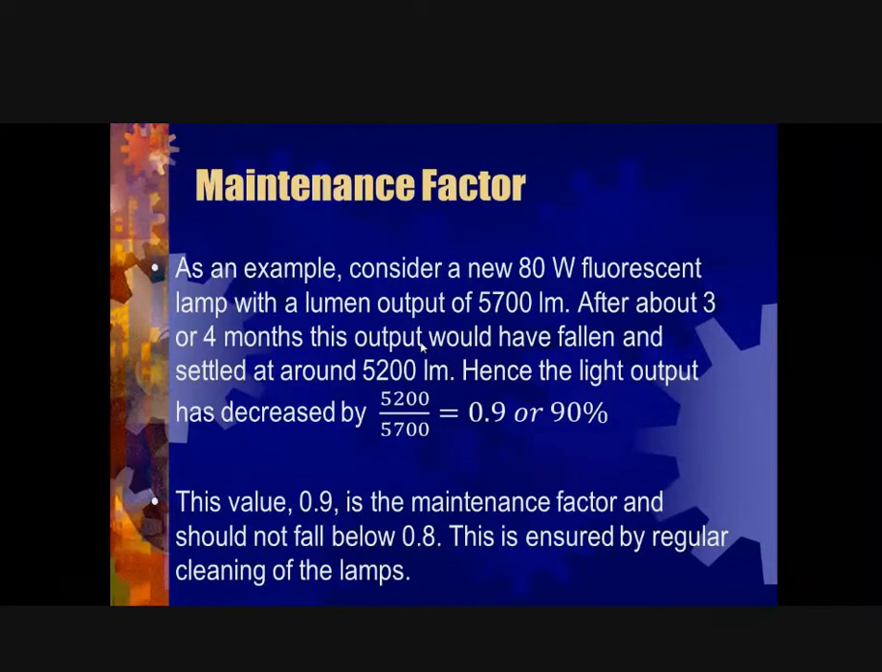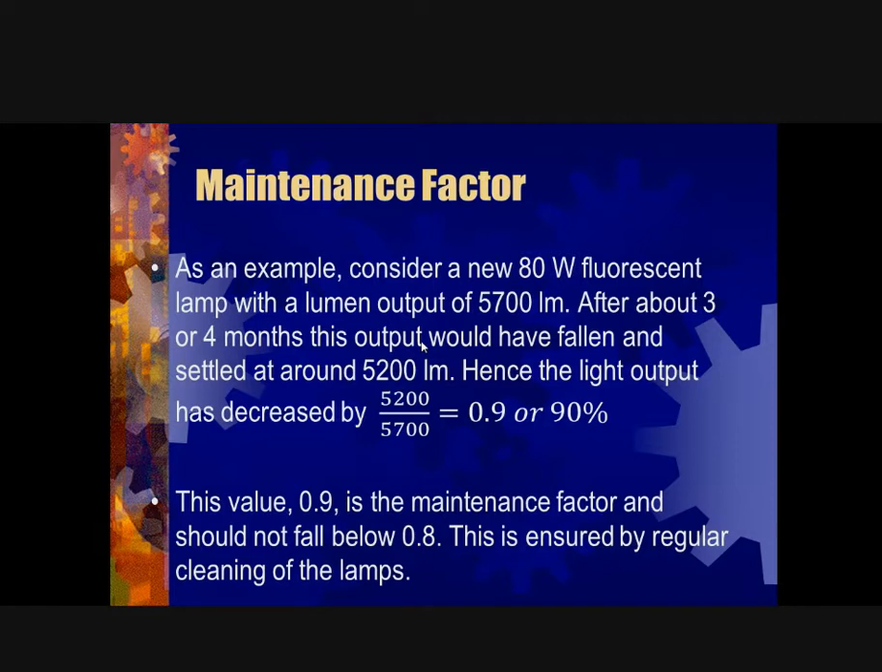After about 3 or 4 months, this output would have fallen and settled at around 5,200 lumen. But the maintenance factor has decreased, right? Initially, when we just buy the lamp, it is 100%, but now our lumen is at 5,200 after 3 months. Hence, the light output has decreased by a factor of the new output, which is 5,200, divided by the original lumen, which is 5,700. So we say that this value is 90%, right?